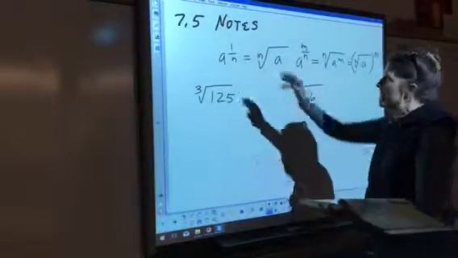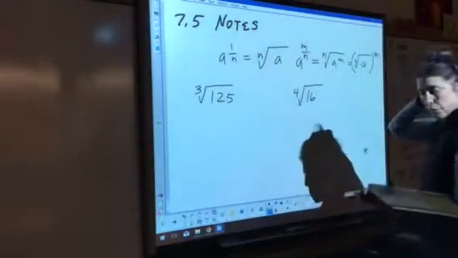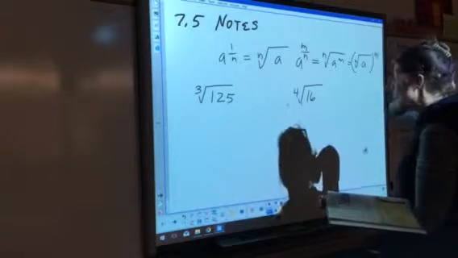All right, we are on 7.5. These are the notes. We are going to work with rational exponents and radicals.